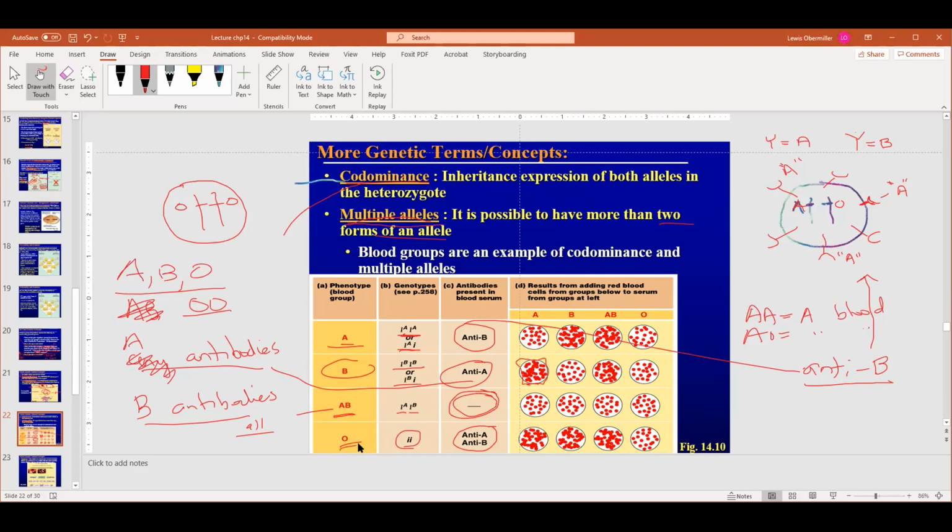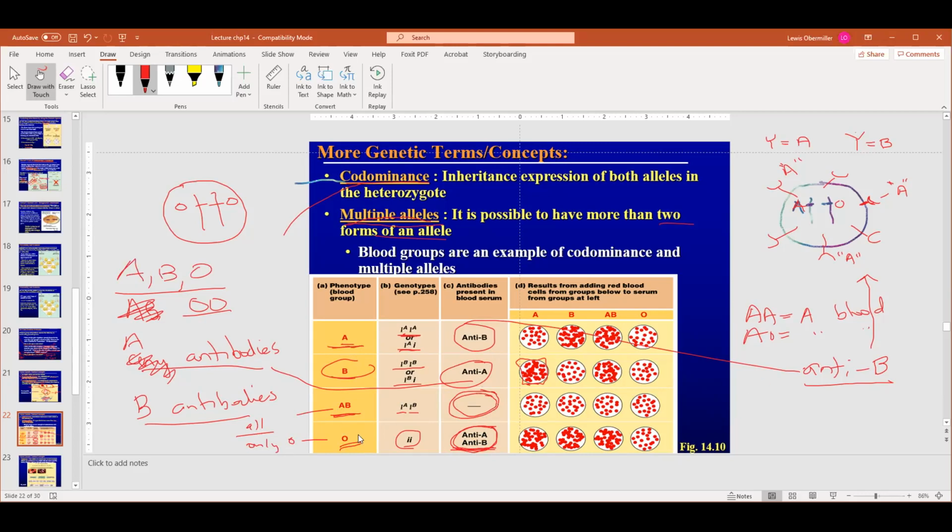And O is you can only take O, because you make antibodies against A and B. So if someone put A blood in you, your cells would attack it. If someone put B blood in you, your cells would attack it. If they put AB blood in you, your cells would attack it. So the only type of blood that you could take is O, if you're O.